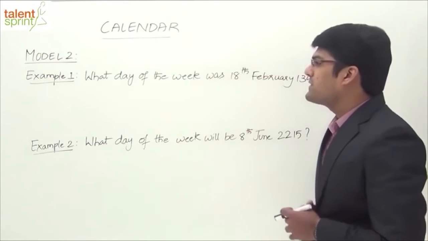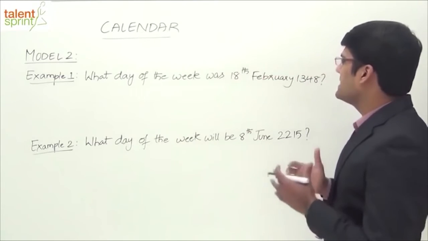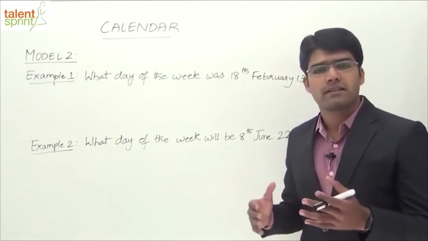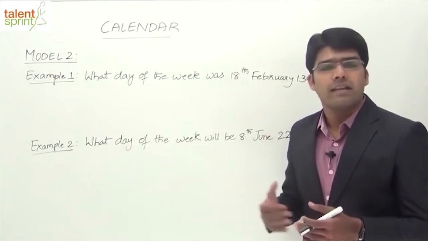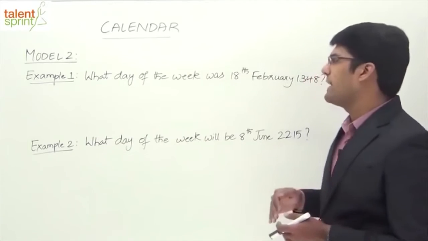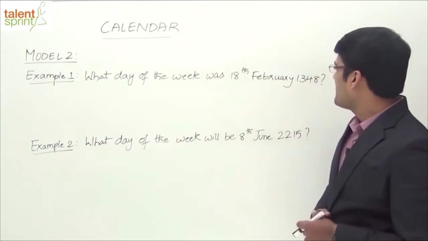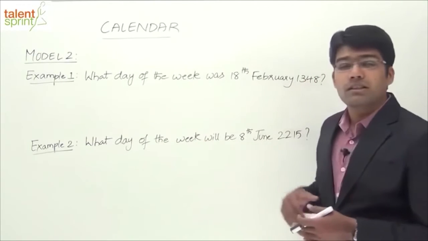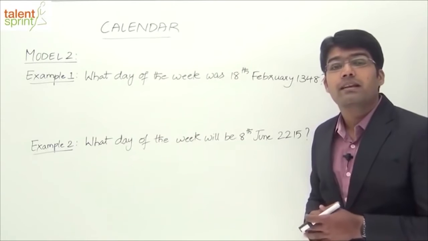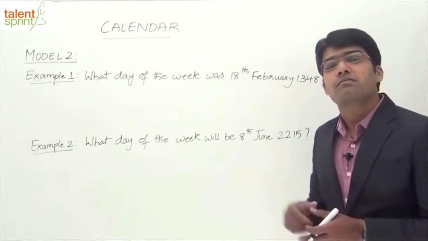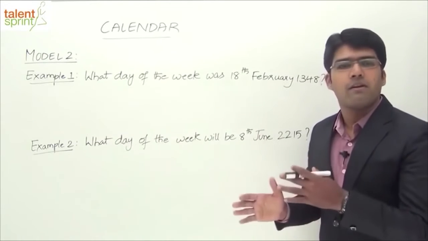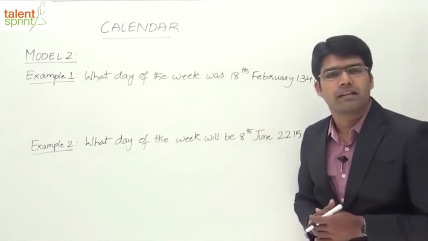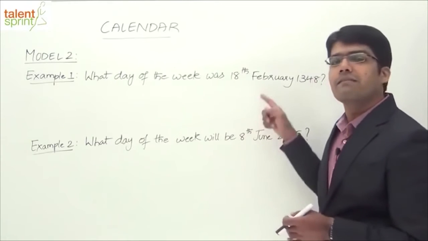So the first example here is, what day of the week was 18th February 1348? A very direct question without any reference, that is, no other date or days given in the question here. So we need to find out the day of the week for 18th Feb 1348. Now we know that to find out the day of the week for this particular date, we need to calculate the number of odd days starting from the 0th day, or the period of 1st January of the first year to 18th February 1348. And based on this number of odd days, we can find the day of the week.